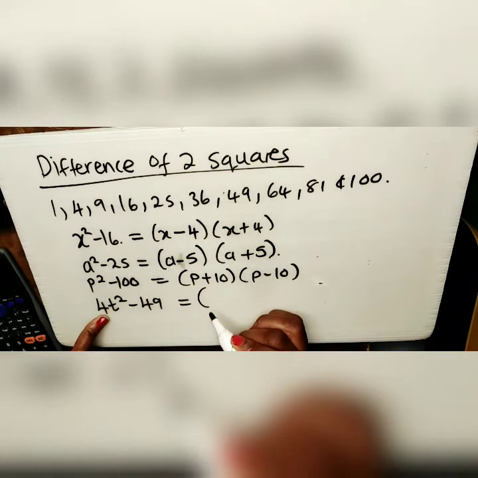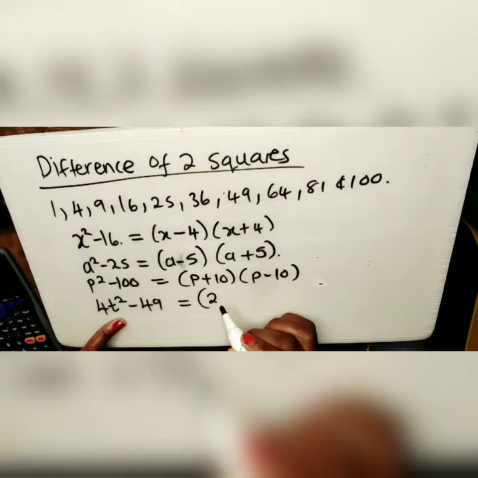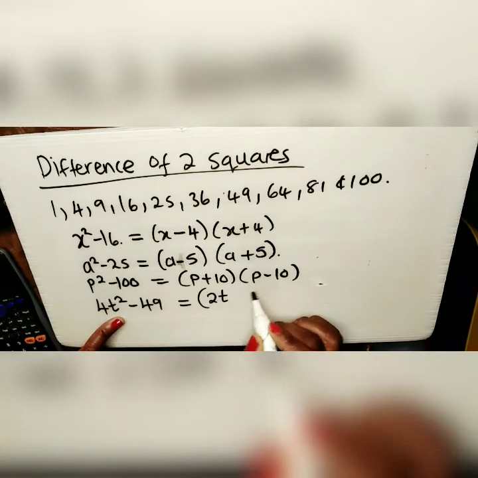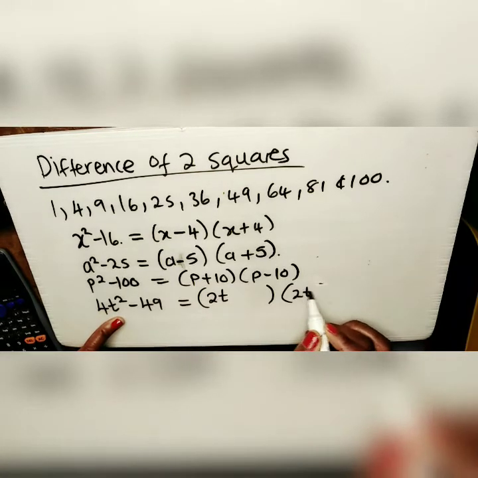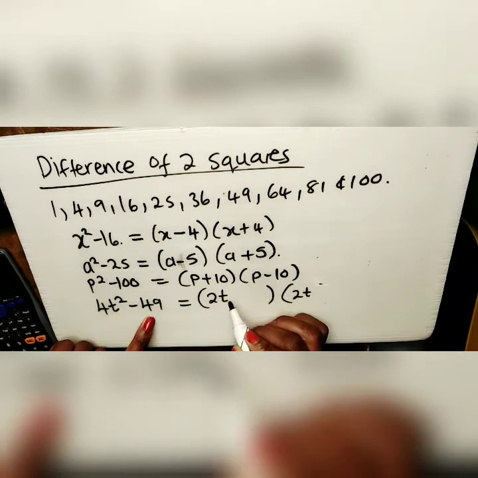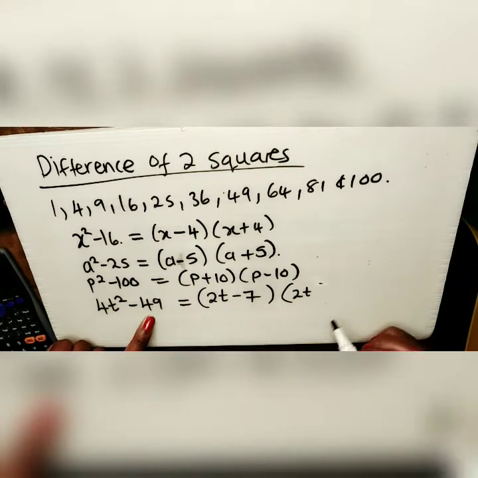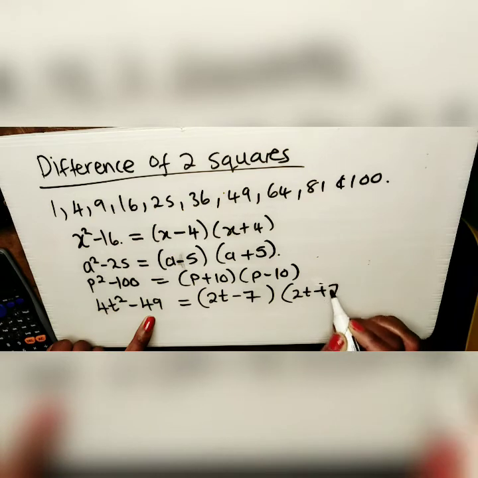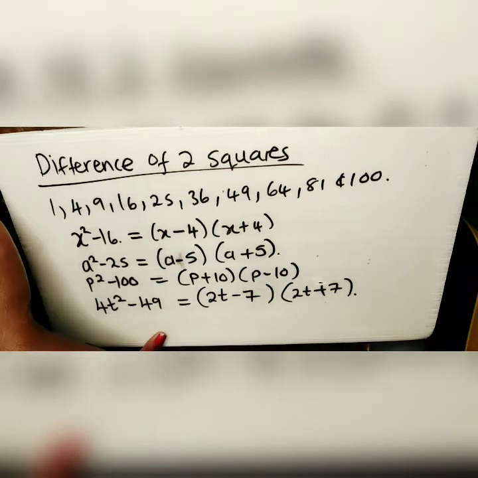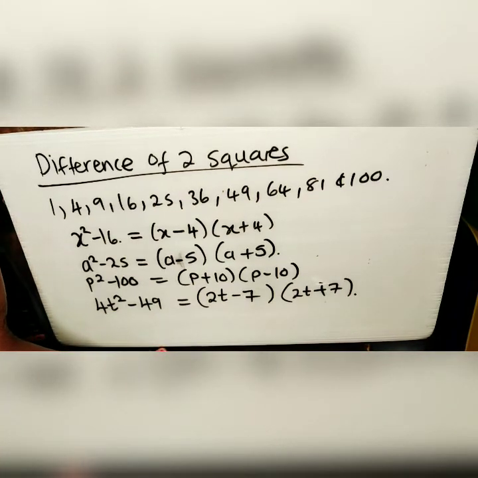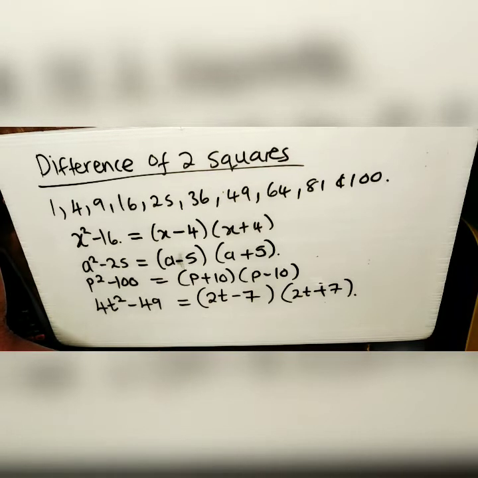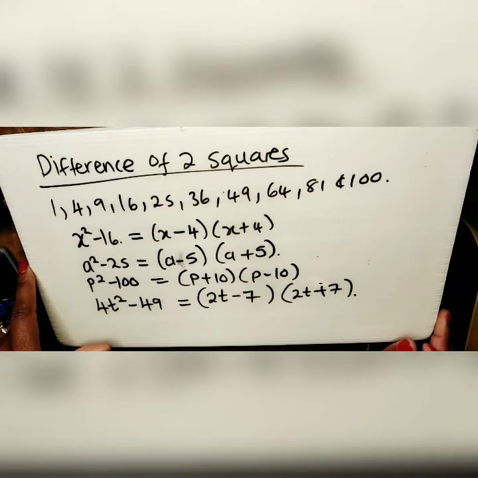You know the square root of 4 is 2. For t squared, it's t. So you write 2t, like that. What about the square root of 49? It's 7. 2t minus 7, 2t plus 7. Then you are done. That's how easy it is, right? But then it gets a little bit tougher and tougher.